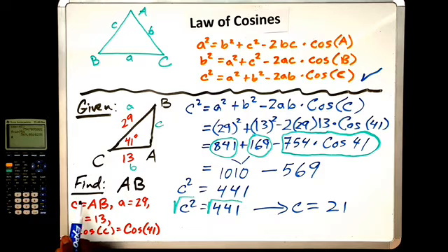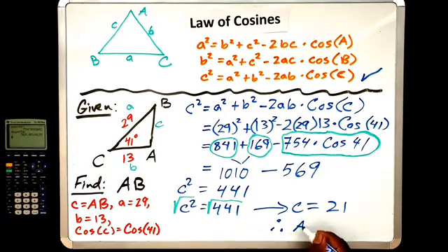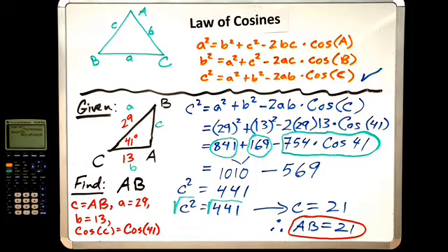Now we remember, they wanted us to find the length of AB. And we know that C is equal to AB. Therefore, the length of AB equals 21. And I say, voila. Very nice. Okay.